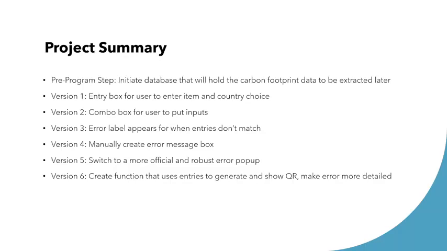And then in version 6, I created the function that used the entries to generate and show the QR. And I also changed the error message to be more detailed, so it would show two different error messages.